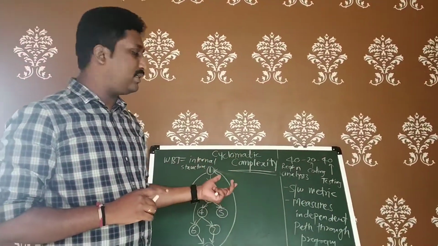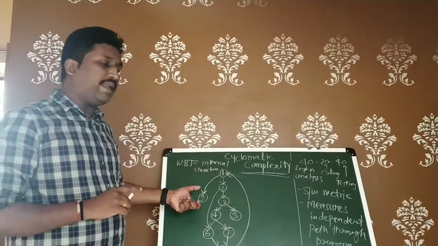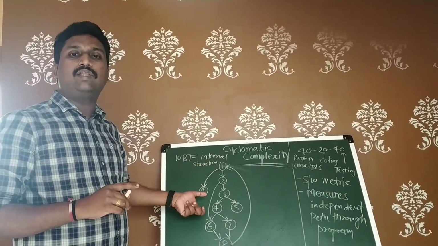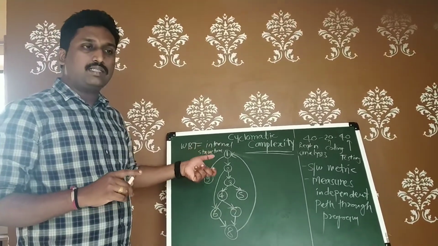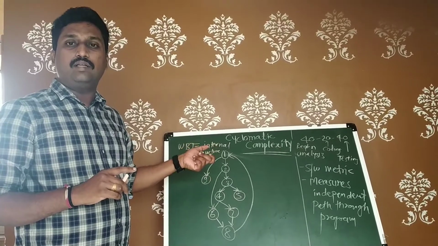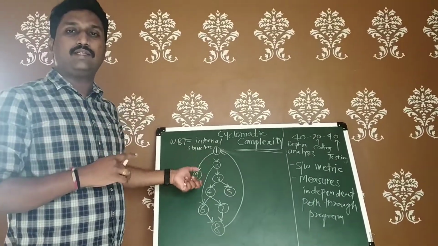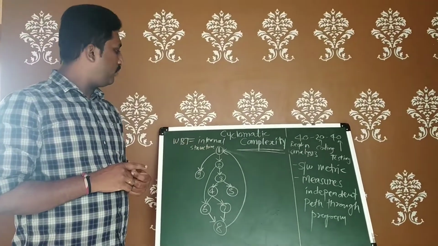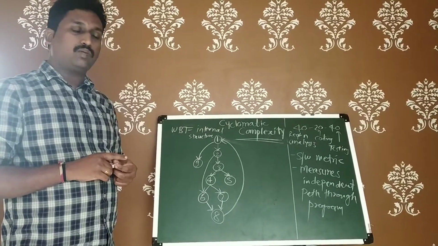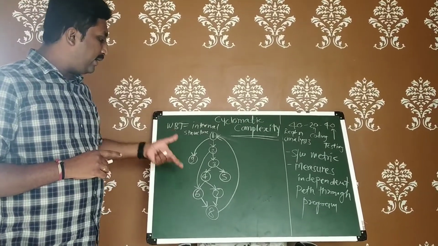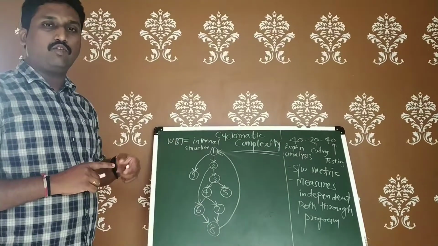Now, let us consider a simple CFG, that is a control flow graph. In the examination, we will be provided with one flow graph, or control flow graph, and asked to calculate the number of independent paths or the cyclomatic complexity of the given flow graph. This is the graph provided to us. Now let us calculate the cyclomatic complexity for this flow graph.